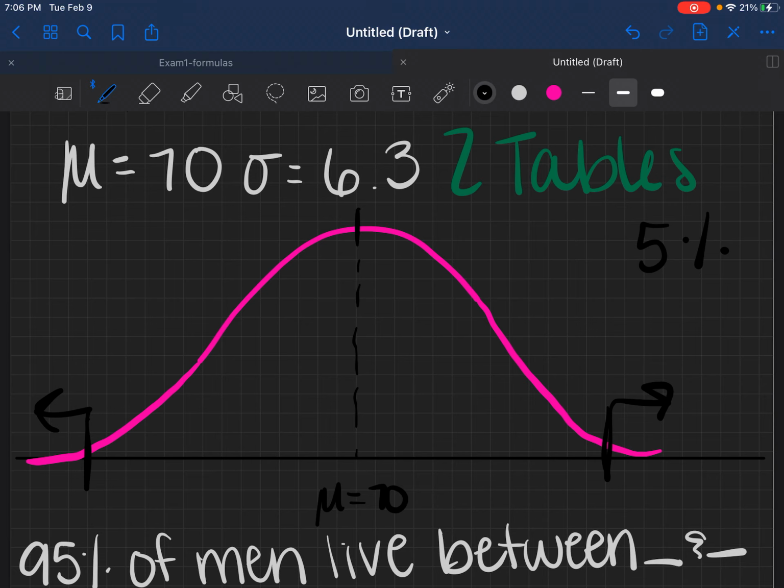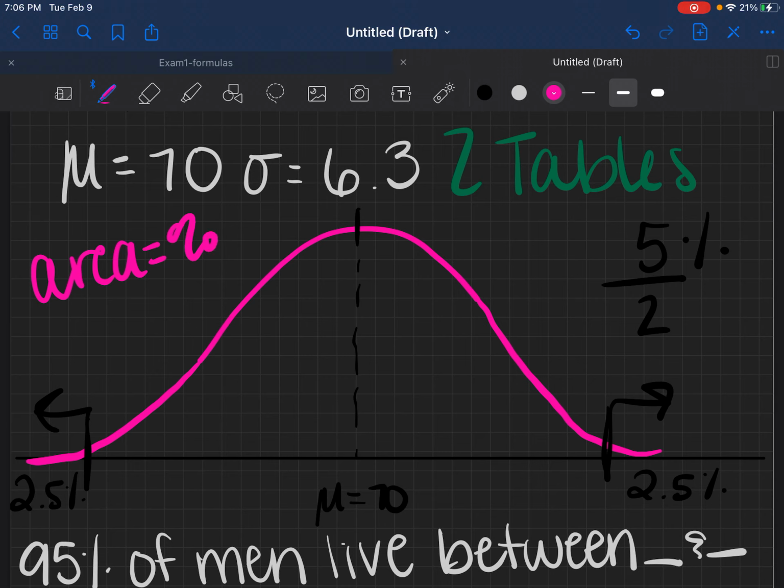So what we're going to have to do is we're going to actually have to divide that 5% into 2 halves. So I know this might be kind of confusing, but try to follow along. So we need to find 2.5% here and 2.5% here. Now remember, as always, I know you guys probably get sick of hearing me say this, but area equals percentage. Right here, we're looking at a percentage.